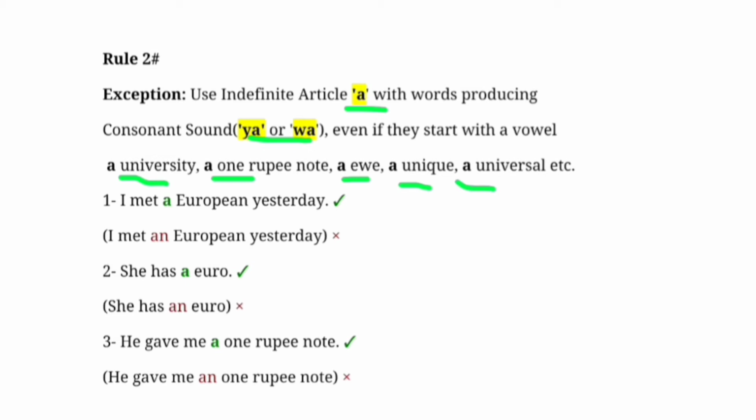Let's understand with some examples. I made a European yesterday. It produces the sound of y, so we place a before European. We can't say I made an European yesterday.